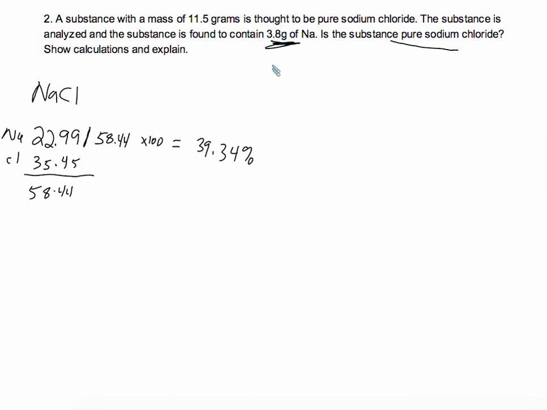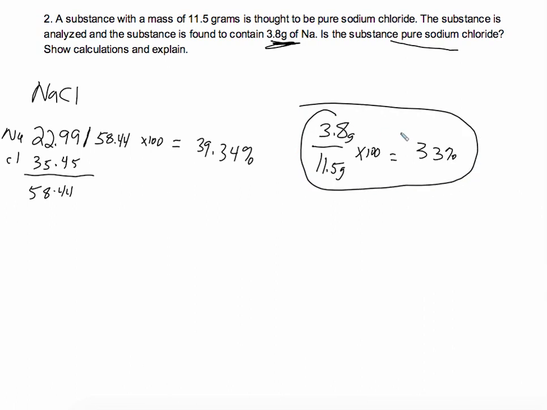Then you do their mixture, or their substance that they give you, and so they have 3.8 grams of sodium over 11.5 grams times 100, and you see that that's 33%. Now, in the substance that they're thinking is pure, they found that it's 33% by mass sodium, whereas pure sodium chloride always has a mass percent of 39.34% by mass of sodium. So no, the substance is not pure.